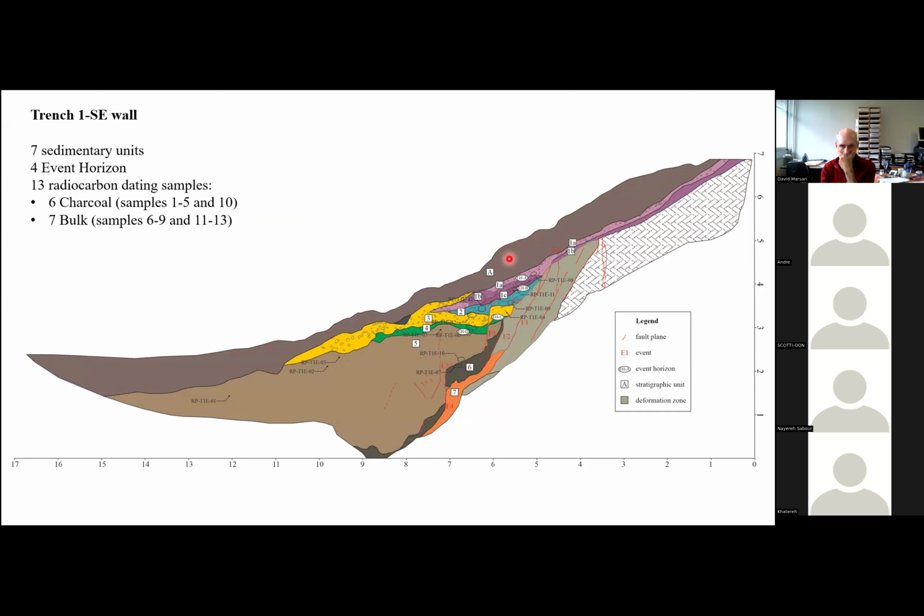I distinguished 7 sedimentary units on the wall in the log, and I considered 4 event horizons. You can see the most recent event is here because of this offset, and I put another event horizon at the bottom of this colluvium wedge, another at the bottom of this colluvium wedge, another at the bottom of this colluvium wedge, and another one here.